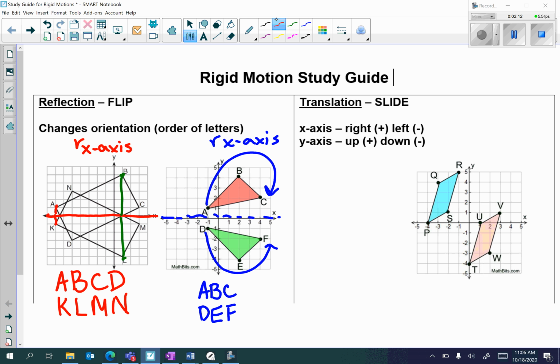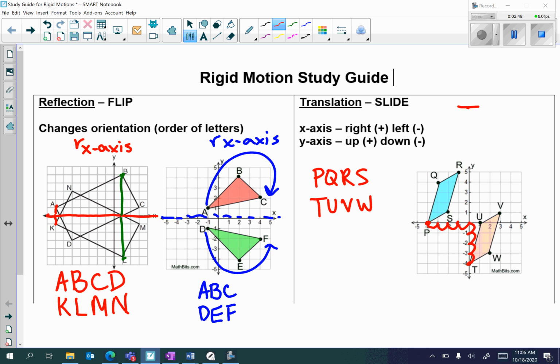The next one we have is a translation. We associate that with a slide. So let's line up our letters. We have P, Q, R, S, and T, U, V, W. So let's pick, let's see, P, that corresponds to T. So let's see how many units we're going to the right. One, two, three, four units to the right. And how many units down? One, two, three, four down.